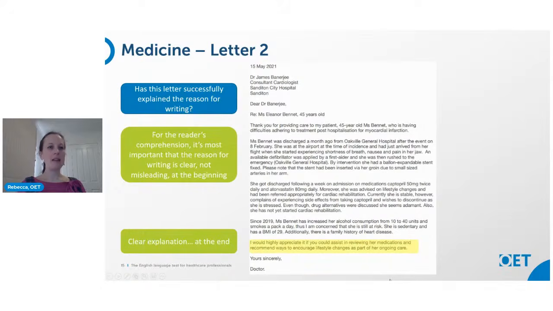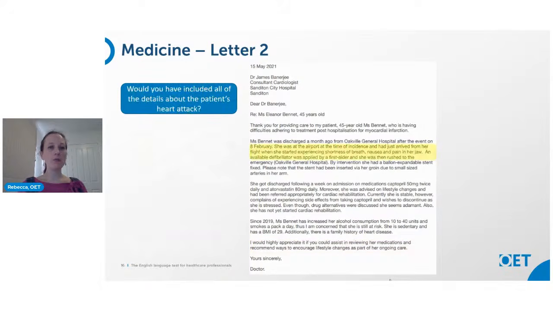Have a look now at paragraph 2. If you were writing a letter for these case notes, I'd like to know whether you would have included all of the details about the patient's heart attack. We've got another poll question for you to answer here, just coming through into the chat now. If you had written this letter, would you have included all of these details about the patient's heart attack? You've got some options to choose from, which are yes, no, or not sure. What do you think?